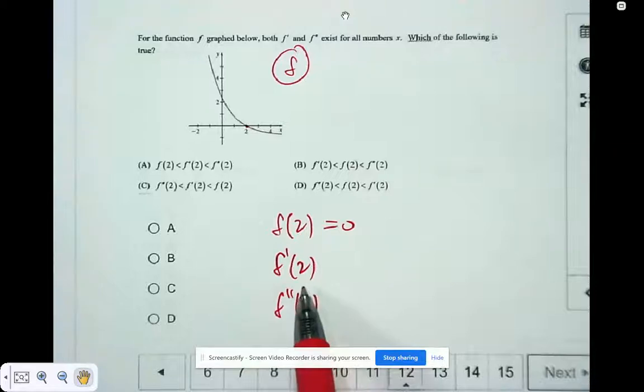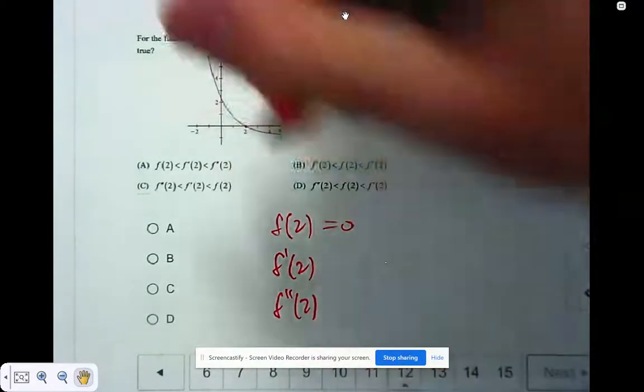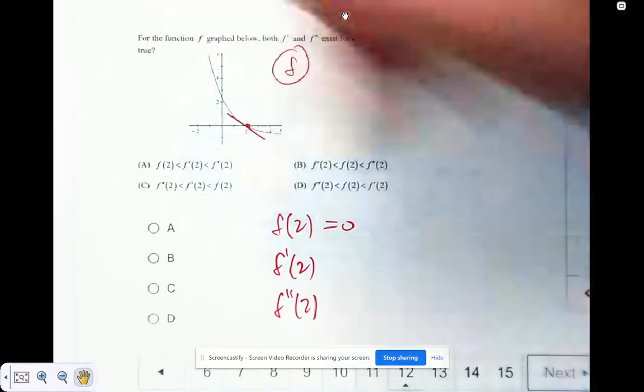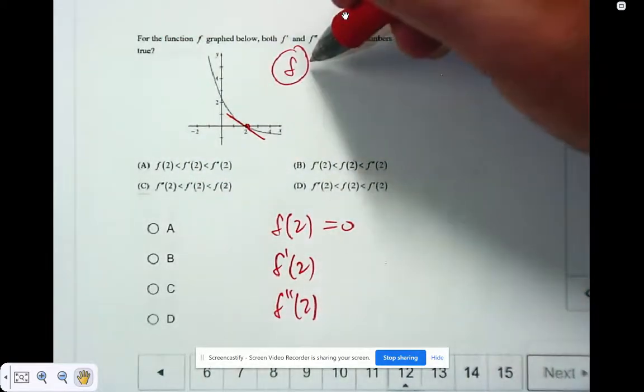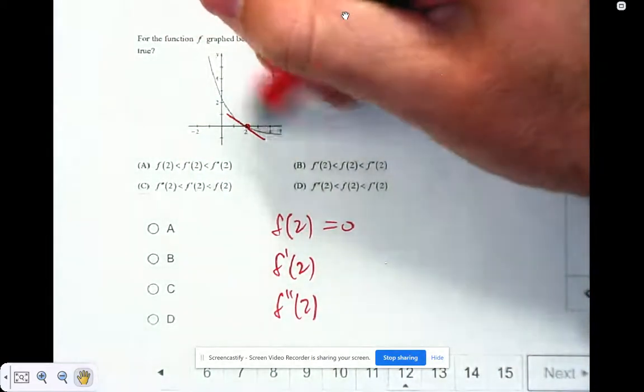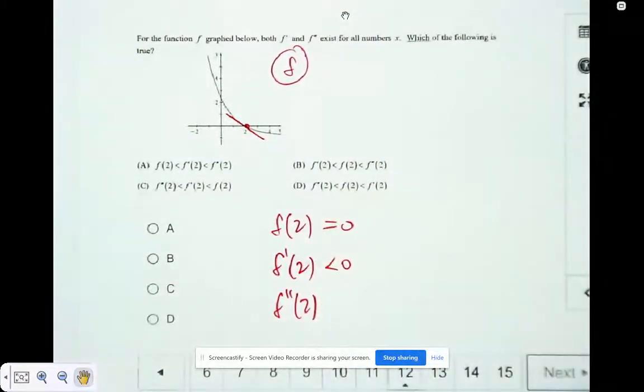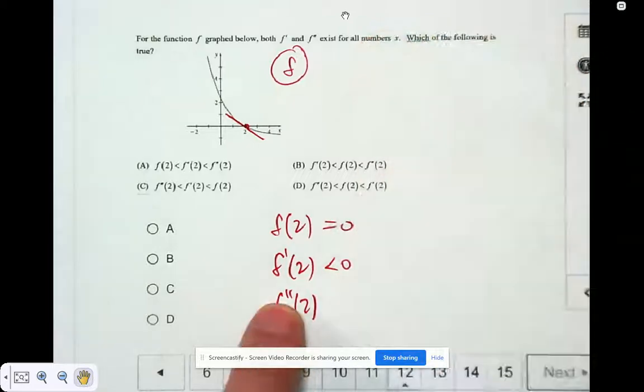F prime of 2. I don't know the numerical value of it, right? But remember our practice, F prime is the slope of that tangent line, right? If this is F, F prime is the slope of a tangent line. Clearly it's negative here. That's all I know. And what's happening at 2 as far as the second derivative?